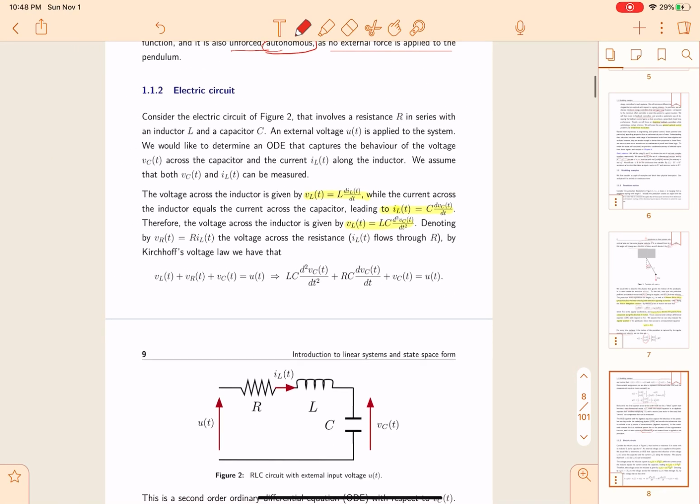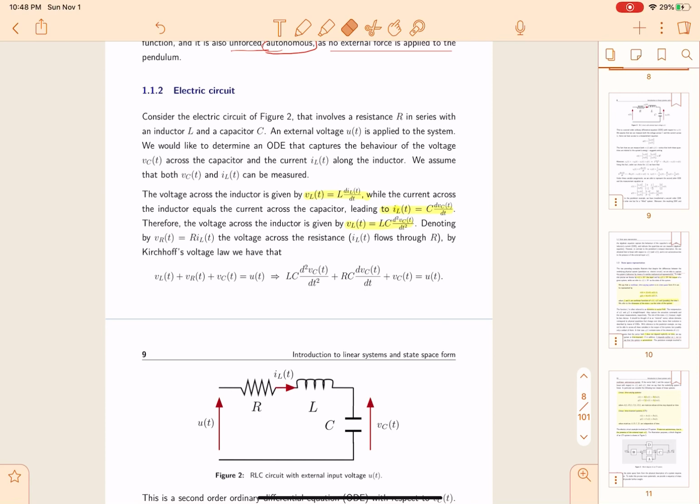So in figure 2, we have a resistance R in series with L, and there is an external voltage U applied to the system, and we would like to determine the ODE that captures the behavior of voltage VC, which is across the capacitor, and the current IL across the inductor. We want both VC and IL to be measured. So this is our goal.